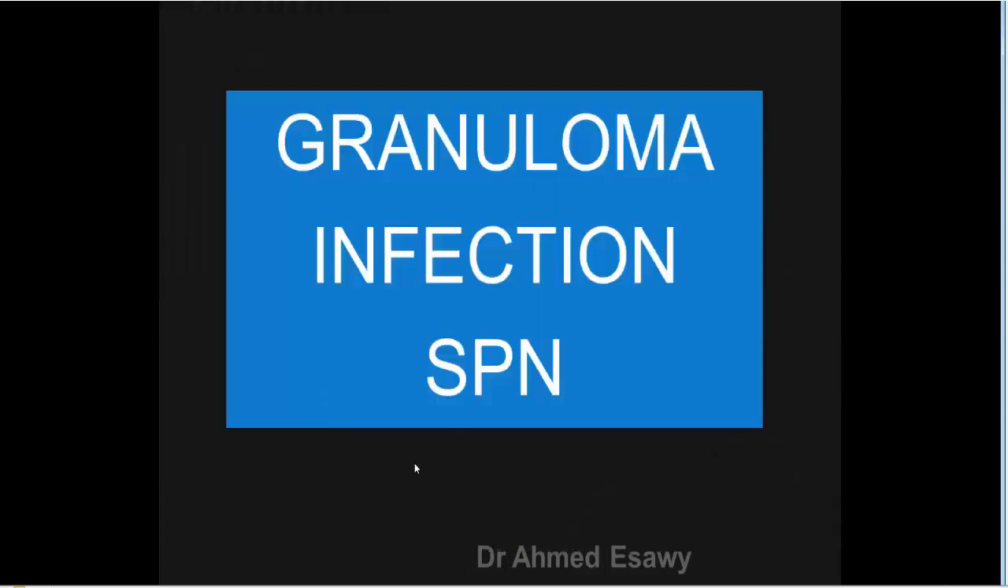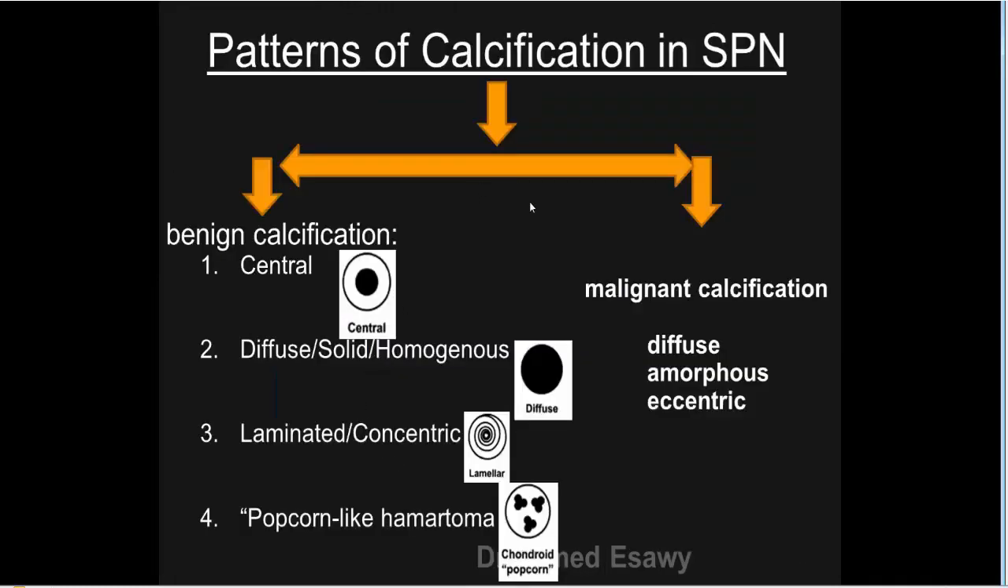Granuloma or infection is the most common type in the differentiation of solitary pulmonary nodule. Pattern of calcification in solitary pulmonary nodule, benign or malignant. Benign calcification includes central calcification, diffuse solid homogeneous calcification, laminated, crescentic calcification, and popcorn-like chondroid calcification in hamartoma. Malignant calcification is characterized morphologically as diffuse, amorphous, or eccentric.